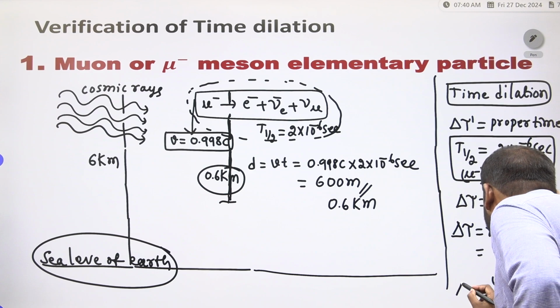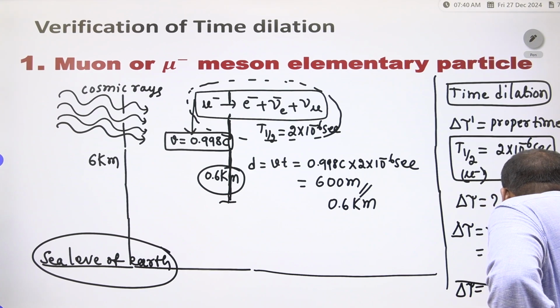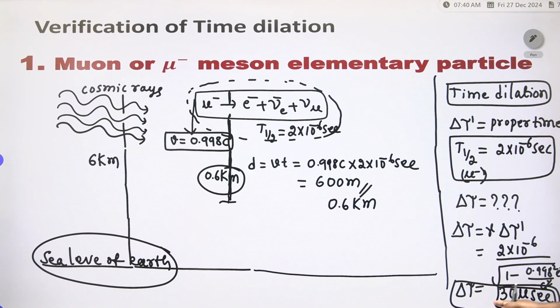Delta tau is equal to 30 microseconds we are getting. So, delta tau dash, the proper time, is equal to 2 into 10 to the power of minus 6 seconds, and delta tau is equal to 30 microseconds. Therefore, based on this, in that frame you have to calculate how much distance there is.